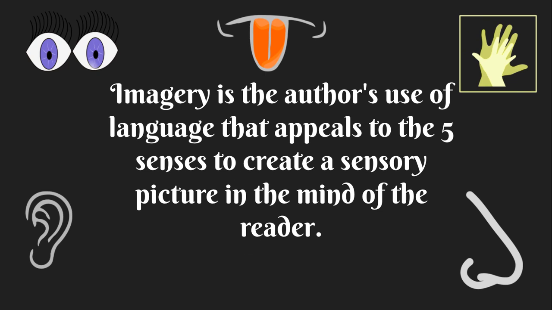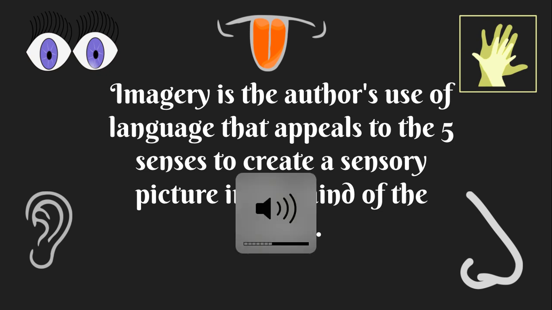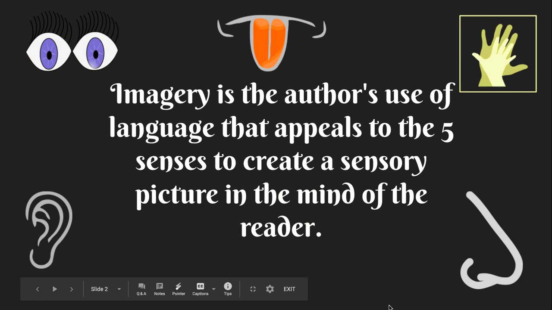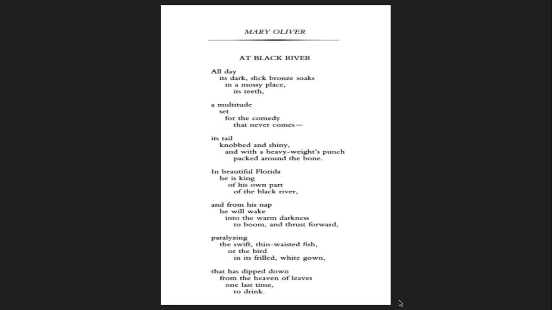Now, obviously, some of these are a little bit easier for authors. For example, sight imagery is one that we're very familiar with. Sound imagery, we are also very familiar with. And some of these are a little bit more subtle and a little bit harder for us to pick out when we're looking at an author's work. We're going to take a look at a poem together, and we're going to talk about what are some of the imagery that are popping out as we read it. And remember, not all five are going to be included in every single piece. So our poem today is Mary Oliver's At Black River.